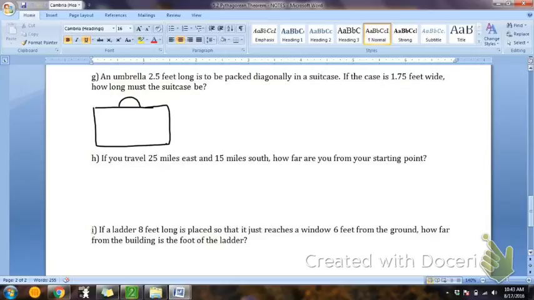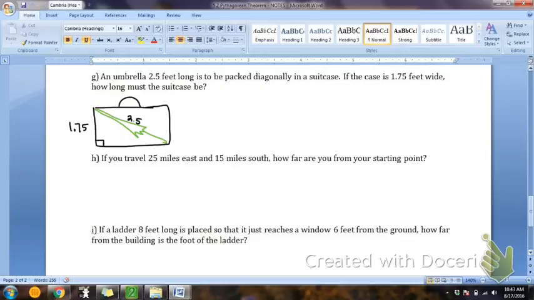An umbrella that is 2.5 feet long is packed diagonally into a suitcase. So I have an umbrella that is packed diagonally into a suitcase. So that means my umbrella is here. Beautiful, isn't it? And I know that this is 2.5. It says the case is 1.75 feet wide. So whether you put your 1.75 on the side or on the bottom, it doesn't matter. You should still get the same answer.